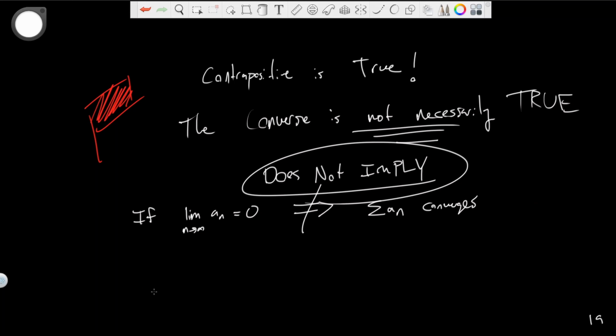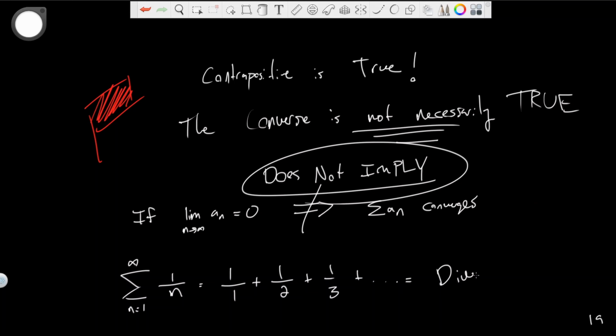A quick example is one that you've seen before. The series of 1 over n, n equals 1 to infinity: 1 over 1 plus 1 over 2 plus 1 over 3 plus ... This increases without bound. This diverges. But quickly look at the sequence 1 over n. As n goes to infinity, this goes to 0. Right? But the series diverges. If the limit of the sequence is 0, it does not imply that the series converges. We are using the contrapositive. If the limit is not 0, then the series does not converge.